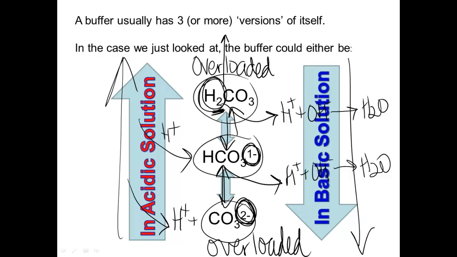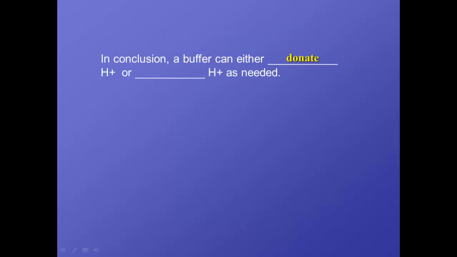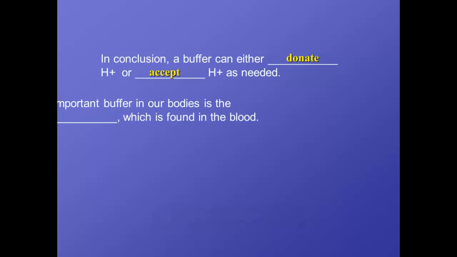The buffer can be overloaded if there's too much acid or too much base, because eventually all the buffers are used up. And a buffer can either donate hydrogen ions or accept hydrogen ions as required.